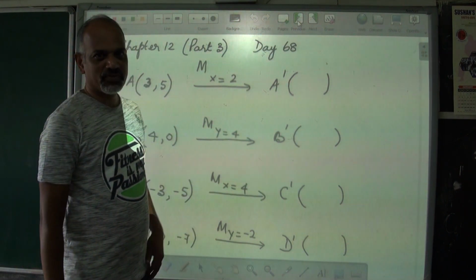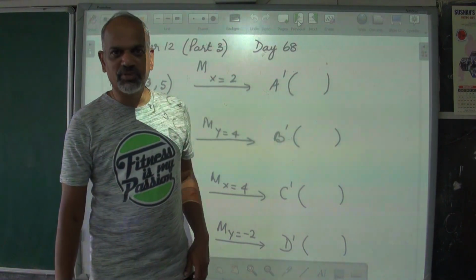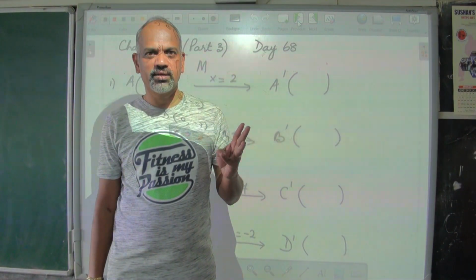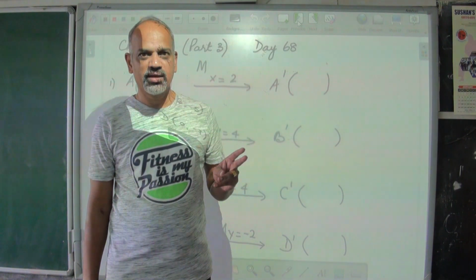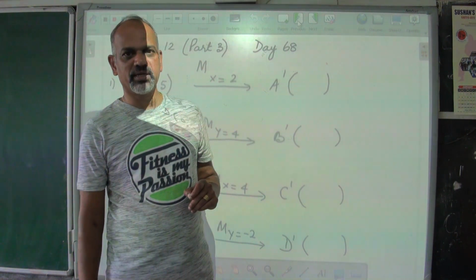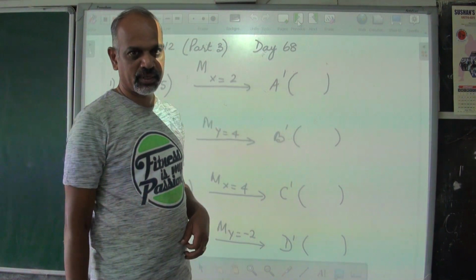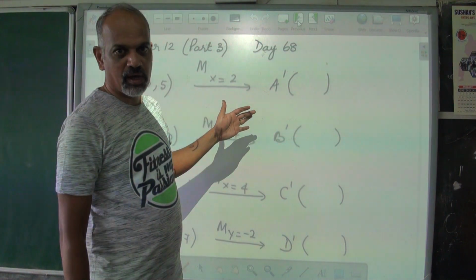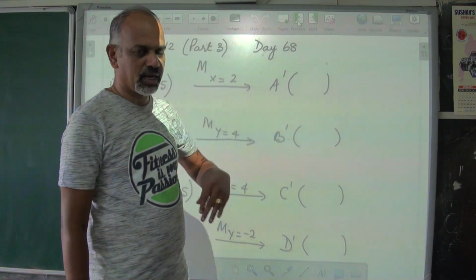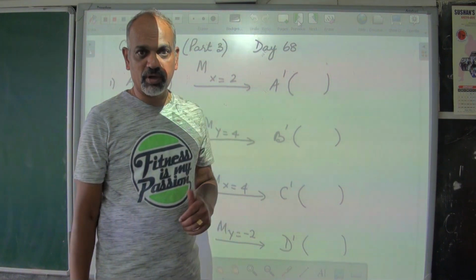This is part 3 of the chapter on reflection. We had seen 3 types of reflection. One is reflection in the x-axis, second one reflection in the y-axis, and the third one is reflection in the origin. Other than these 3 reflections, you're going to see reflection of certain points on some other lines. Some other lines which I am talking about.